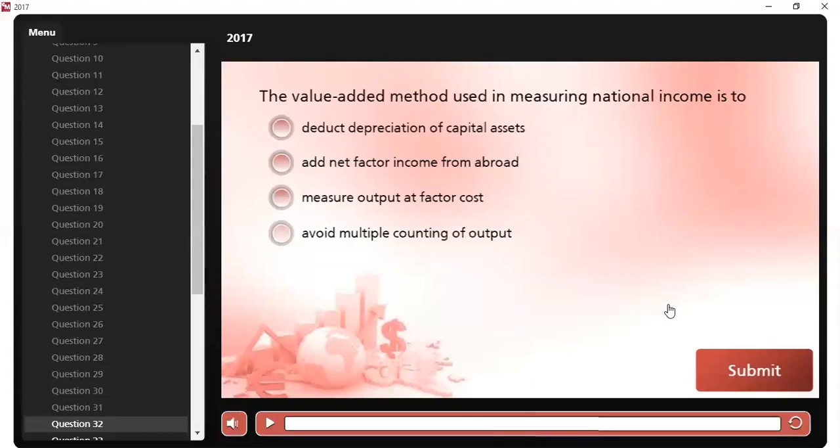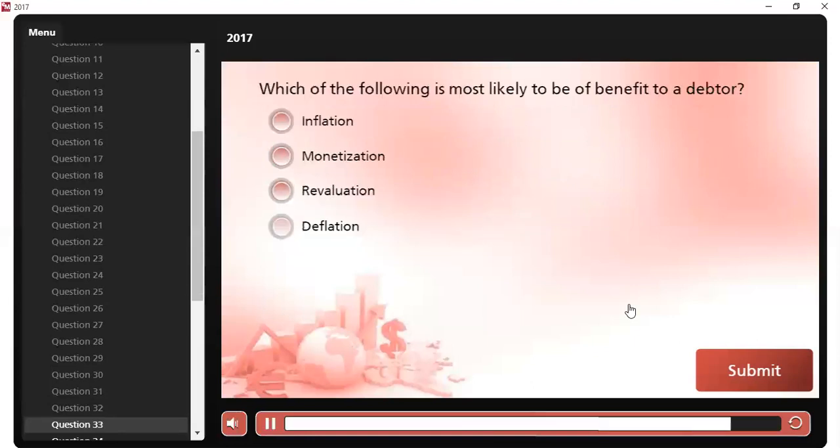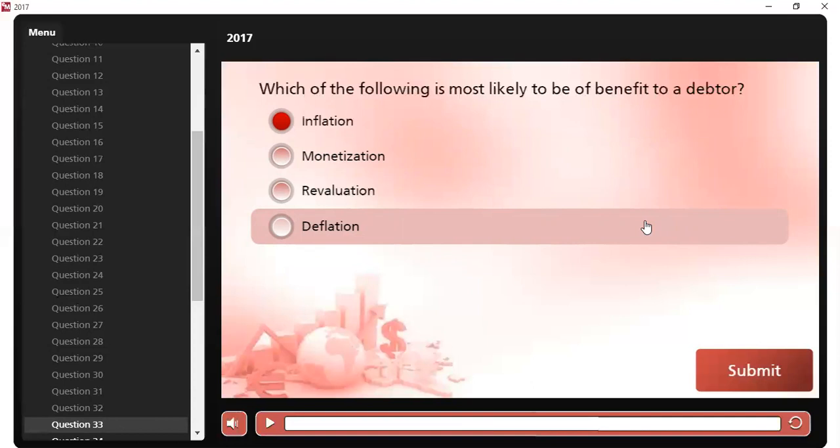Okay. Let's move over to question number 32. The value-added method used in measuring national income is to avoid multiple counting of output. Avoid multiple counting of output. That's the right answer. Question number 33. Which of the following is most likely to be of benefit to a debtor? Of course, it has to be inflation. The reason why I say so is that during inflation, the debtor gains because he's paying back a value less than he collected due to the fall in the value of money during inflation.